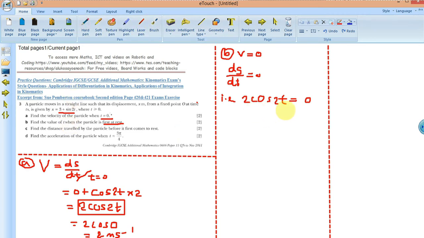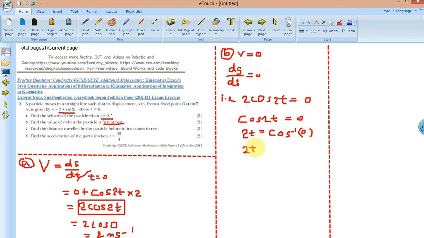Now divide both sides by 2. When you divide both sides by 2, I have cos 2t equals 0. Then we take arc cos of both sides, and that's how we come about arc cos, guys. Because I'm looking for t, you want to make t the subject of the formula. So arc cos of 0 gives 2t equals, and I need to use my calculator at this point.